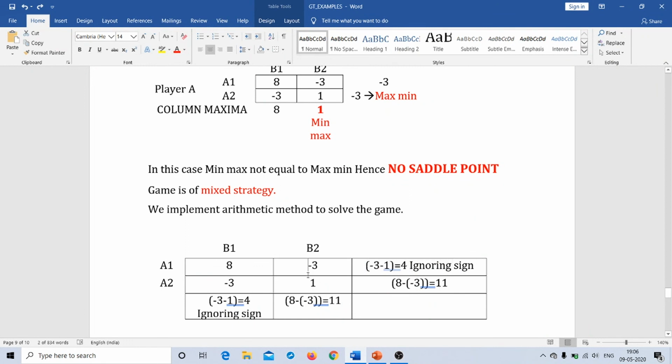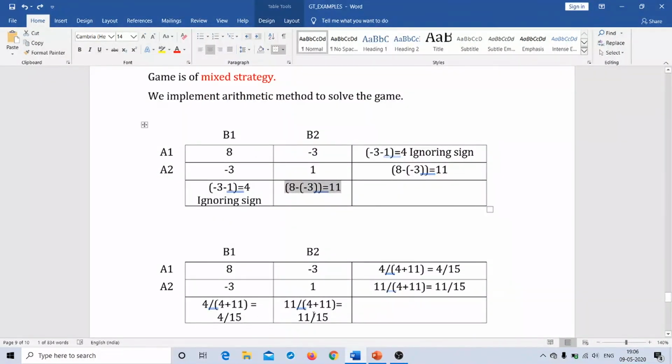Then minus 3 minus 1 is minus 4. I ignore the sign and write it here, below column 1. And 8 minus of minus 3 becomes 11, which I write below column 2. And hence my matrix looks like this. So this is 4, this is 4, and this is 11.